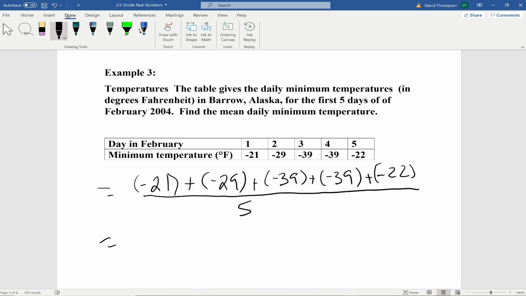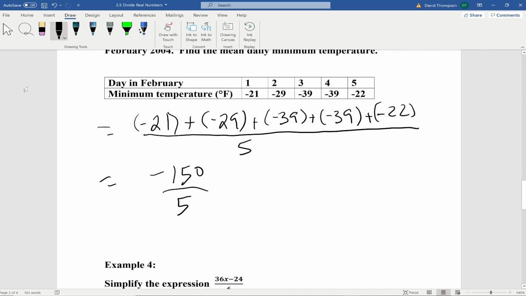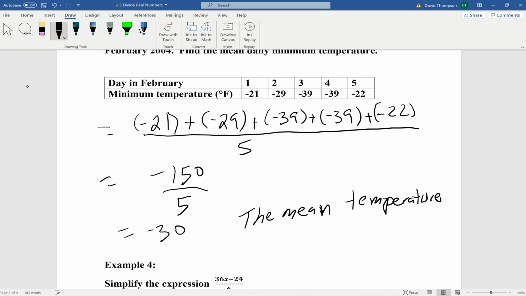So we add all those numbers on top together, and we will get negative 150. We're going to divide it by 5. And negative 150 divided by 5 would give me negative 30. So we will just say the mean temperature is negative 30 degrees Fahrenheit. And we're done that question.